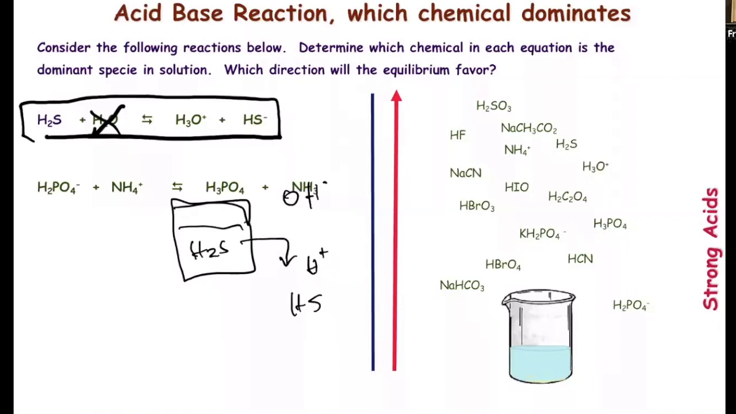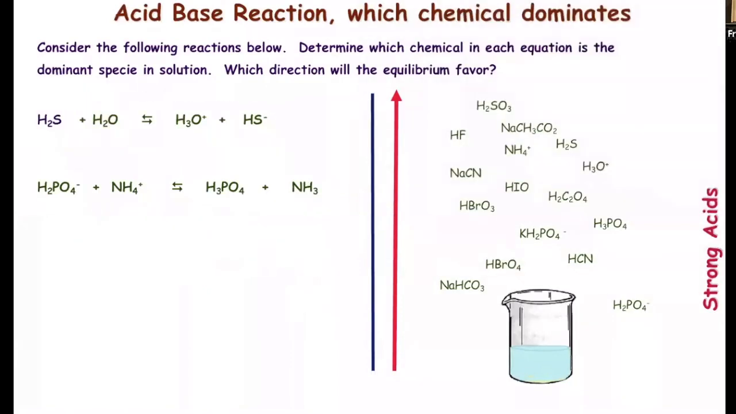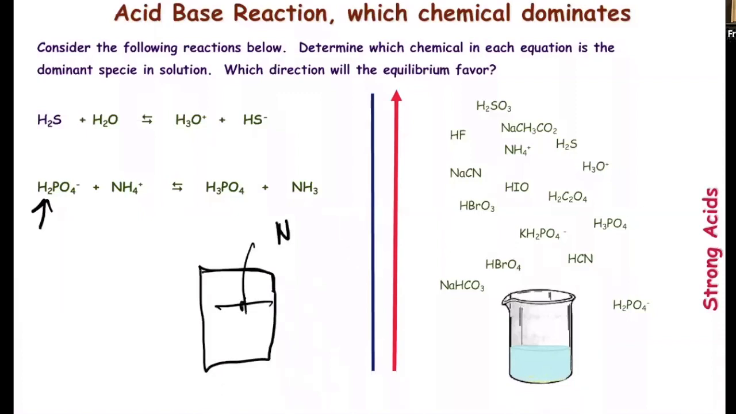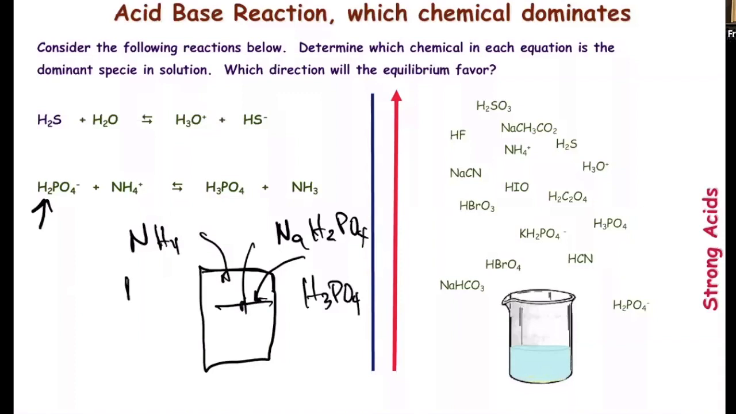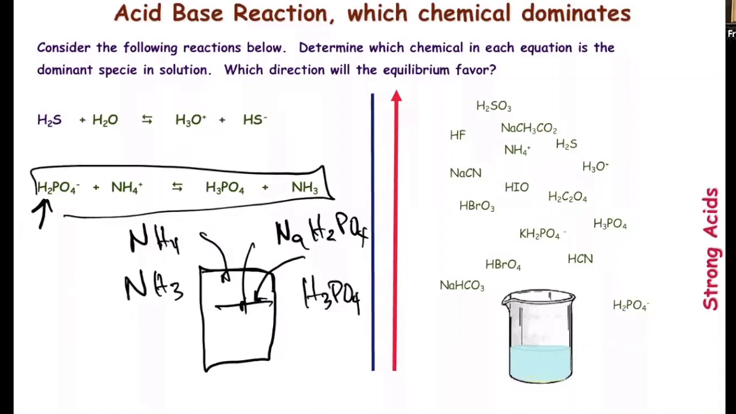Okay, I'll give you another example. Let's take a look at this. I've got dihydrogen phosphate. And I can produce dihydrogen phosphate by introducing it as sodium dihydrogen phosphate and phosphoric acid. So in here, I also have phosphoric acid. And the question is, if I have this mixture, which species is the dominant, as well as ammonia? I also have ammonia in here, NH4 plus and NH3. So I have this reaction right here. And I'm asking you, when I make this solution go into equilibrium, which chemical is the highest in concentration? Which is the dominant chemical in solution? Or which side does the equilibrium favor?